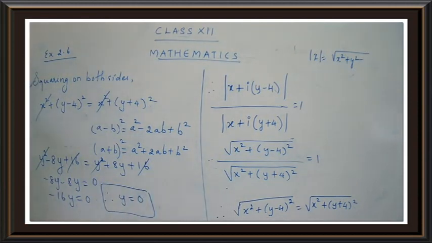We have not still finished. We have to write one more step. So I have just solved it. When I square it, the square root will be removed. Then go on simplifying. When you simplify, you get the value for y as 0.